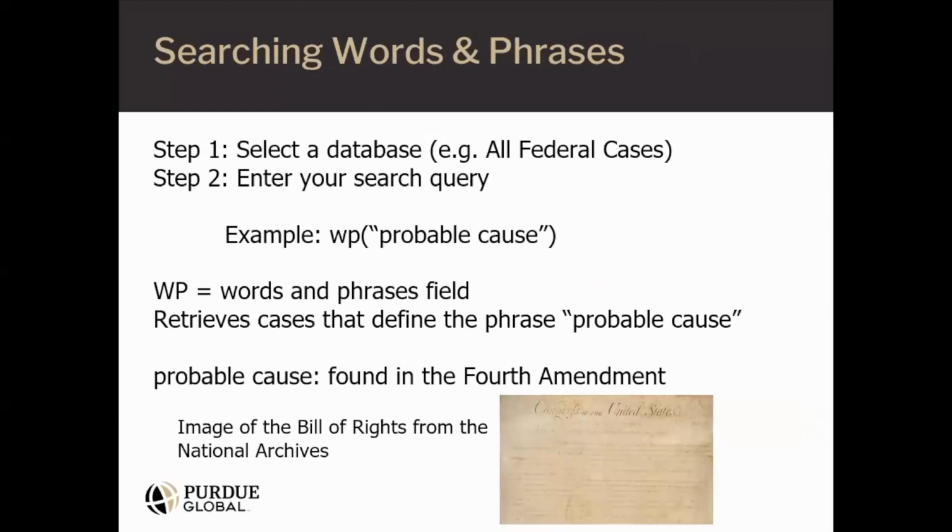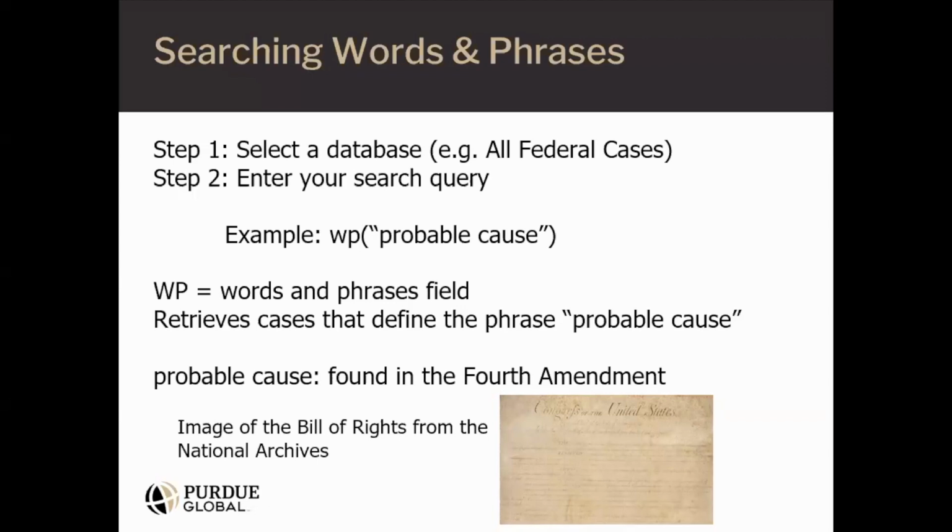Basically, for searching words and phrases on Westlaw, you just select a database. Like default would be all federal cases. But if you want to search specific cases for a state or a specific circuit court or something like that, you can just refine your search that way. And you just enter your search query. So you will use the WP field for words and phrases, and then WP open paren, and then open quote, whatever your phrase is, like probable cause, close quote, close paren. And what that does is it retrieves any cases that defines the phrase probable cause.